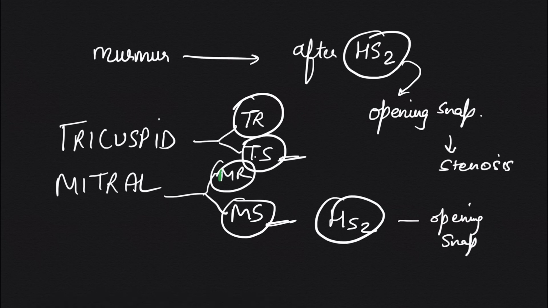Whereas when we are talking about the regurgitation, the mitral regurgitation or the tricuspid regurgitation, these murmurs are best heard with the diaphragm of the stethoscope, not the bell. And these murmurs will be pansystolic throughout the systole. That is, will be heard after the first heart sound, will last till the second heart sound. So this is all about the murmurs of the AV valves due to the stenosis and regurgitation.